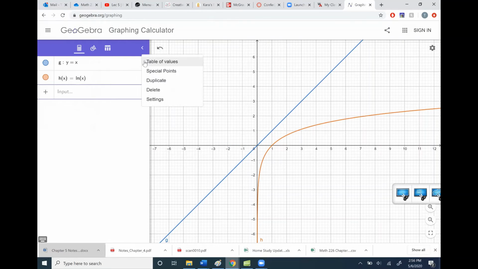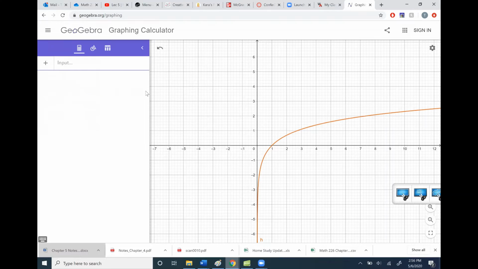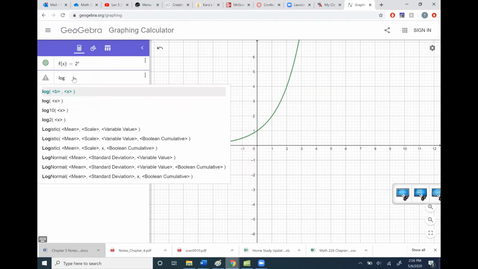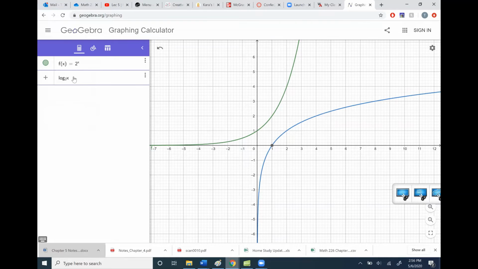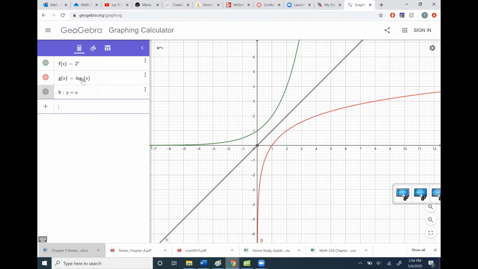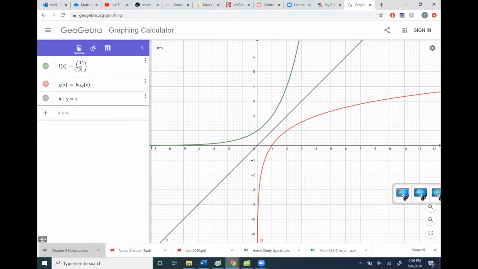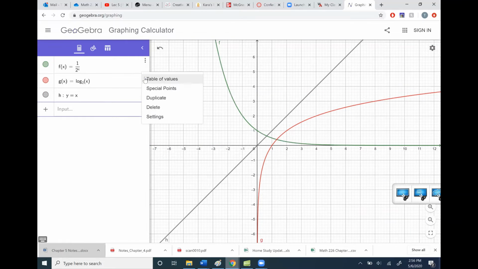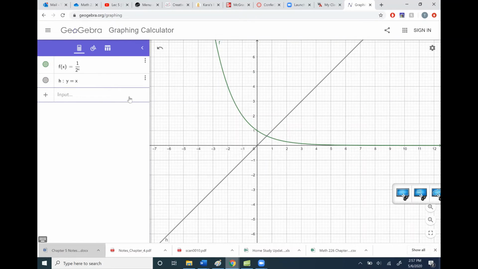Let's plug this in. 2 to the x, that's exponential growth. You already knew what that was going to look like. Now we have log base 2 of x. Let's put y equals x in there just to make sure. Look at how perfect it is. If you change this to 1/2, it should be decay. I'm sorry, you guys, I keep hitting so many wrong buttons. Okay, there's our decay.